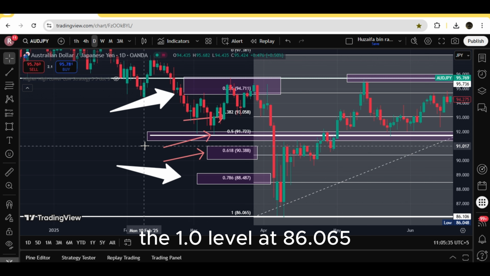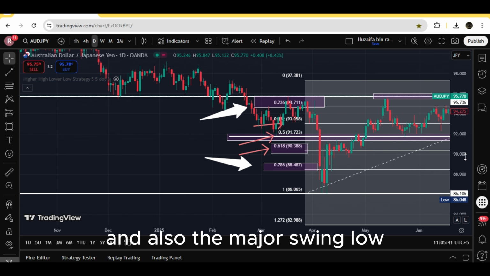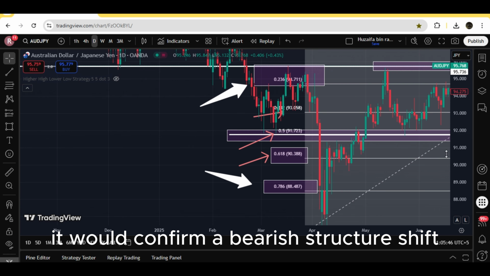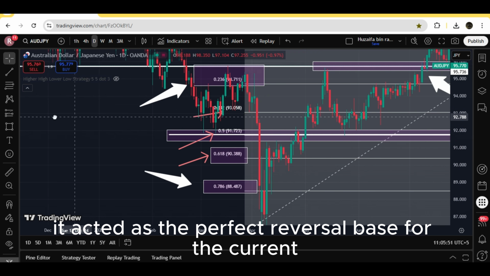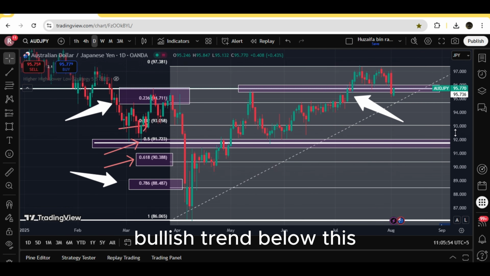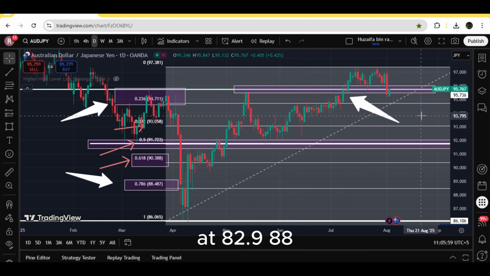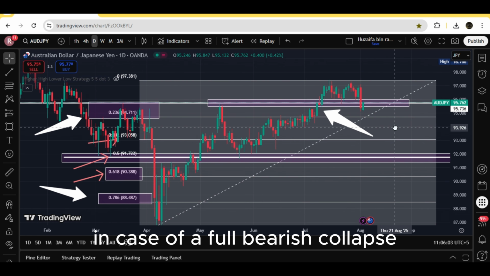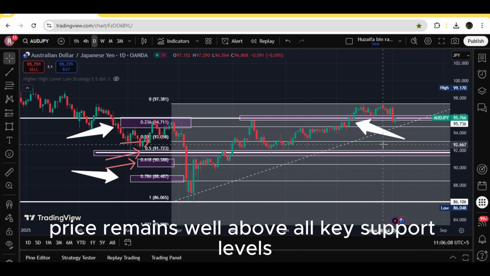The 1.0 level at 86.065 marks the end of the Fibonacci retracement and also the major swing low. If price ever breaks this level decisively, it would confirm a bearish structure shift. But in this chart, it acted as the perfect reversal base for the current bullish trend. Below this, we can see the projected 1.272 Fibonacci extension at 82.988, which becomes the next logical target in case of a full bearish collapse. But as of now, price remains well above all key support levels.